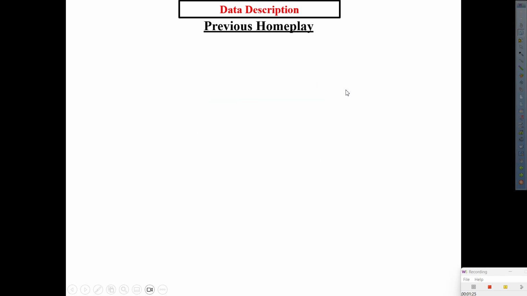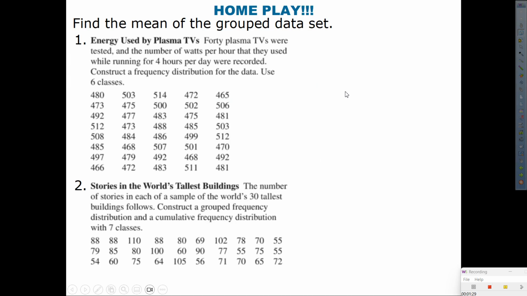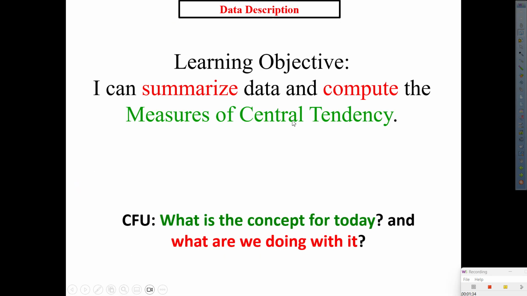All right. So yesterday I gave you the afternoon off. Tonight, though, let's go. Oh, yeah, we got this. All right, get a Cornell note going, please. I can summarize data and compute the measures of central tendency.